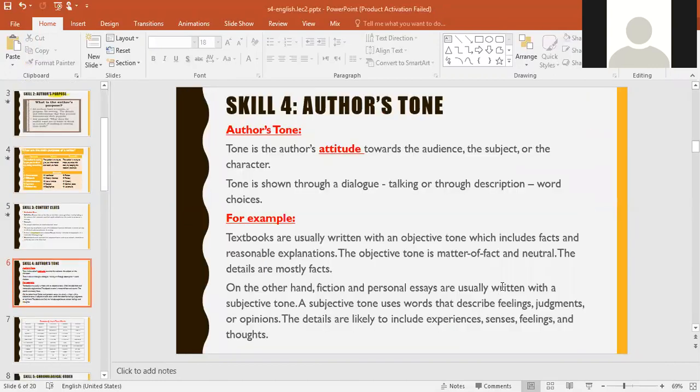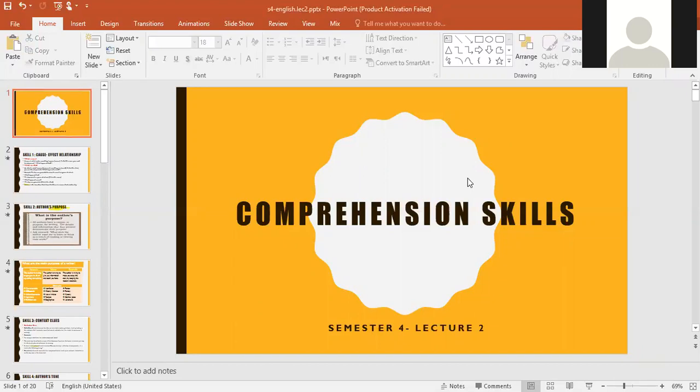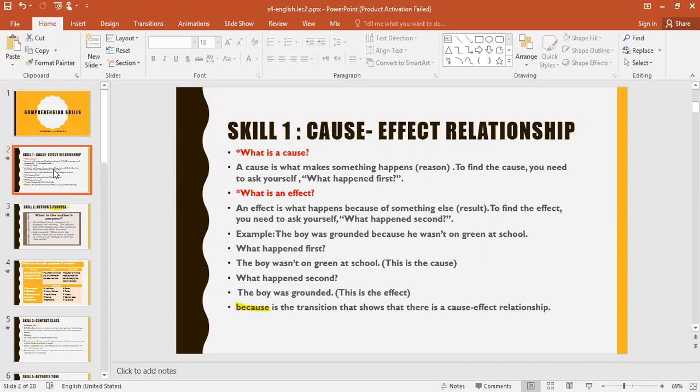Okay, then I'm gonna start directly with the PowerPoint that we had. As you know, it's about comprehension skills. We have passed through all of them, so it's a quick revision. Comprehension worksheet. Comprehension skills. We are going to start first with cause and effect.